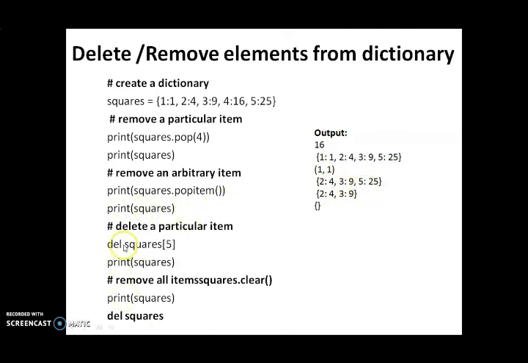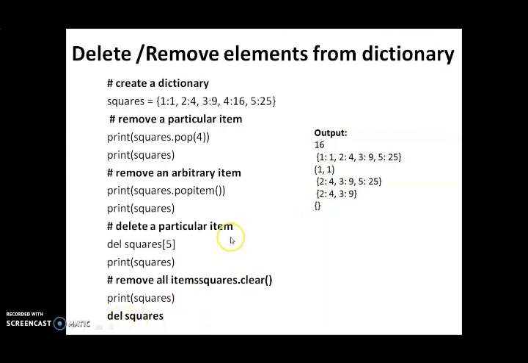Next, deleting a particular item, del squares[5]. Here you are using the key as 5. So this 5 is to 25 will be deleted and your output is 2 is to 4 and 3 is to 9. And removing all the items, that is clear. Clear is nothing but you will be clearing all the items inside the dictionary, where you will be having an empty set.